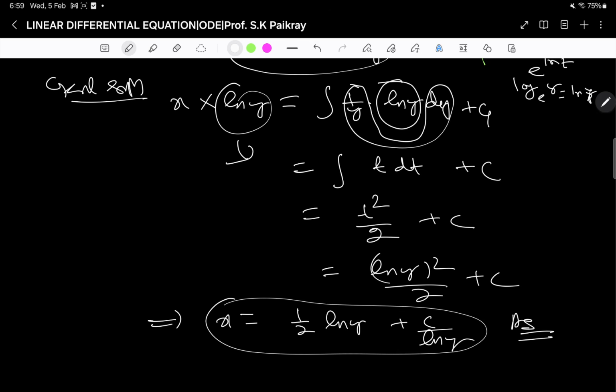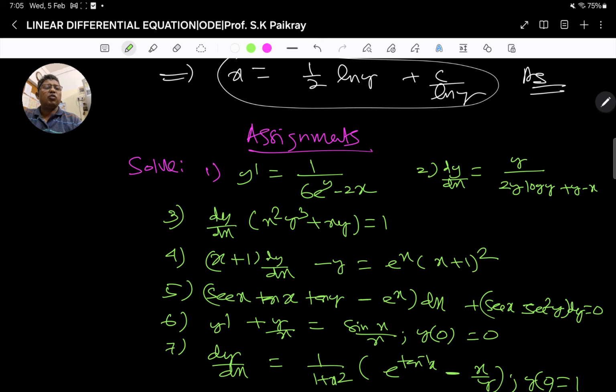Now let me give you some assignment problems. Coming to the summary, a differential equation is linear in the dependent variable if it is of degree 1, and there should not be a product of the dependent variable with its derivative. Again, there should not be a transcendental function of the dependent variable, such as log y, e to the power y, sin y, if y is the dependent variable.